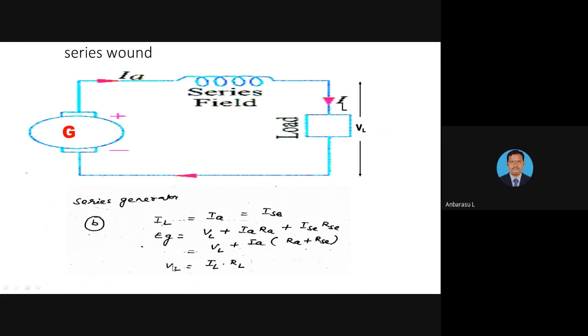So next one, the series wound DC generator. Here the series field winding is connected in series with the armature winding, and the load is connected in series with the armature winding and series field winding. Here the line current IL is equal to the armature current, which is equal to the series field current. The generated EMF equals V plus IA RA plus ISC RSC.